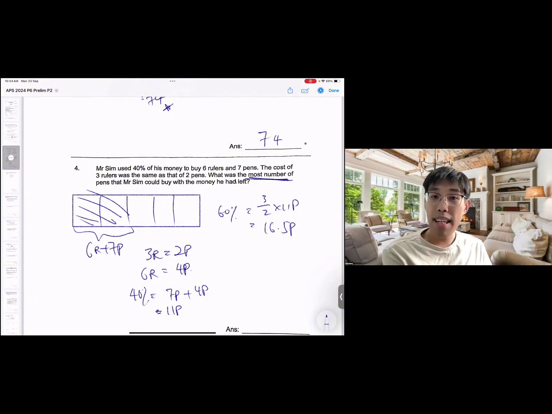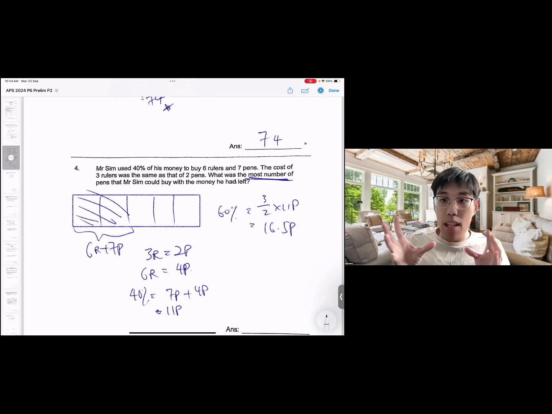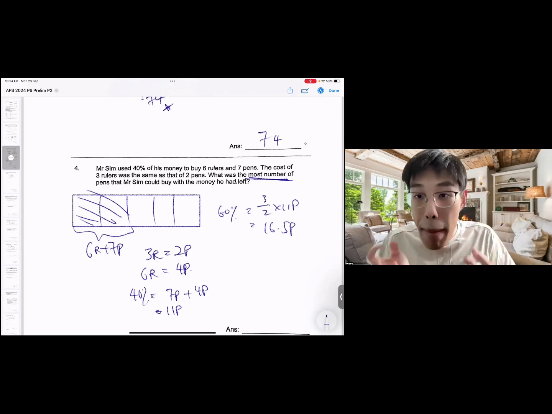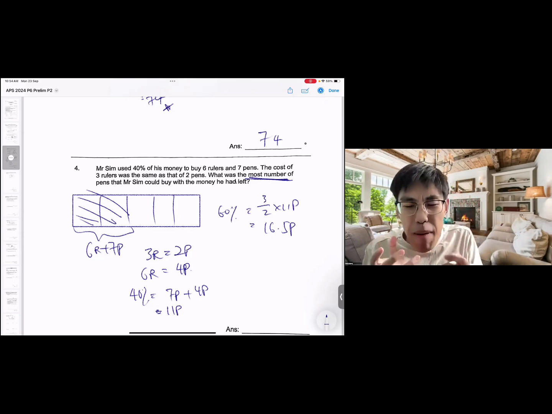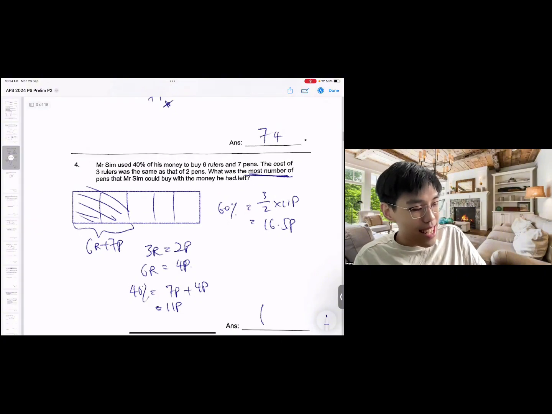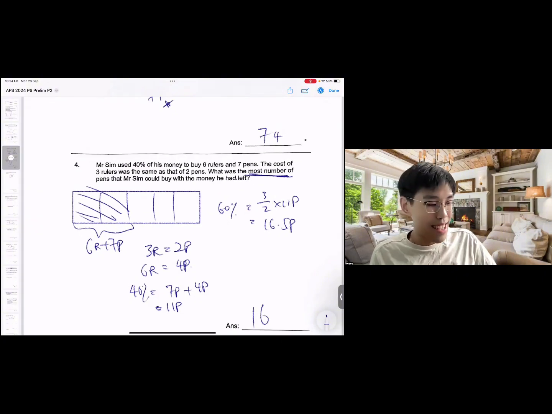That means with the remaining money, he has enough money to buy 16.5 pens. But you cannot buy a half pen. So the answer is 16. So the answer is just 16. So maximum pens. Just write a statement here, 16 pens. That's it.